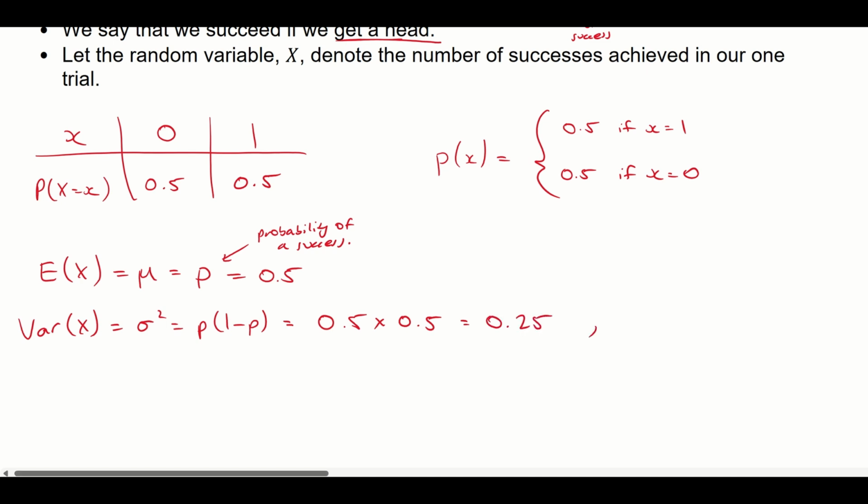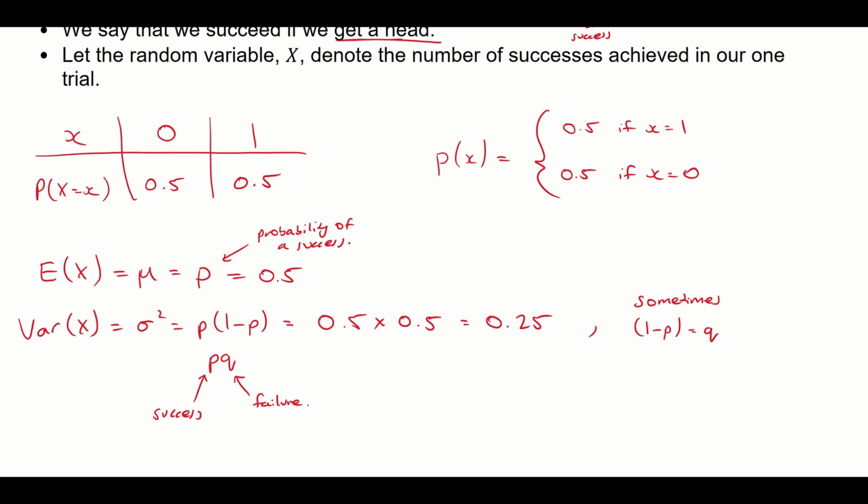Now sometimes 1 take p is actually written as the letter q. So here we might get p times q, where p is talking about a success probability and q is talking about the failure probability, because 1 take p is just the probability of a failure. If you think about the probability of A versus the probability of the complement of A, the complement of A is just 1 minus the probability of A.